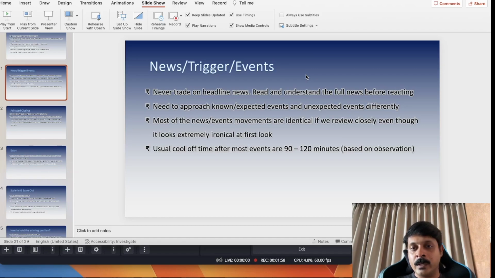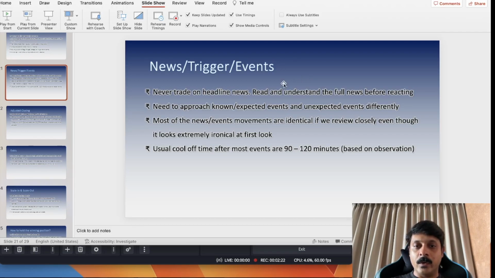And similarly, even during the budget or any other announcements, when you look at the headline news, it might give you one picture, but when you read it in detail, it might be different. Some of it looks like good news, but when you read it completely, it may be bad news, and the other way around too. Make sure that you understand that fact. That is the first thing.